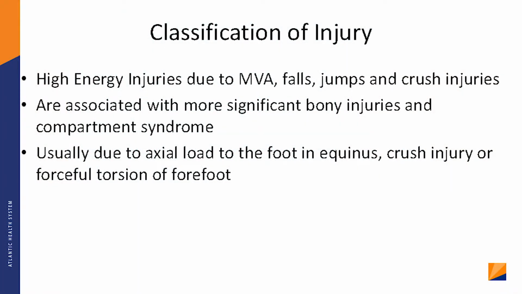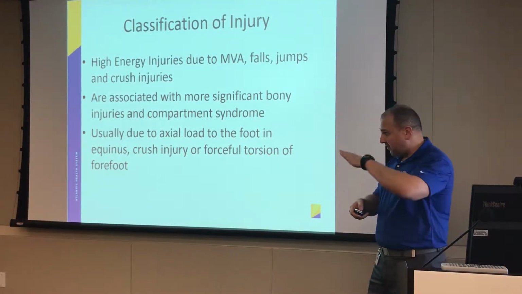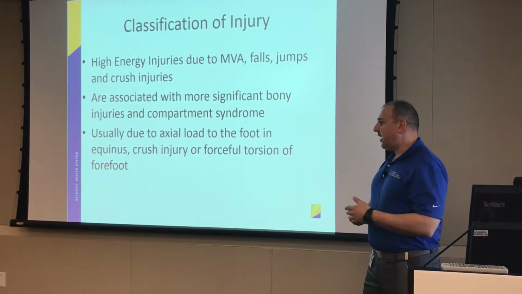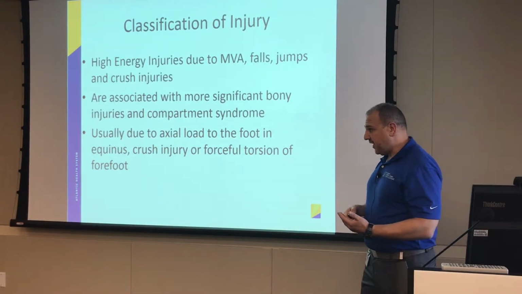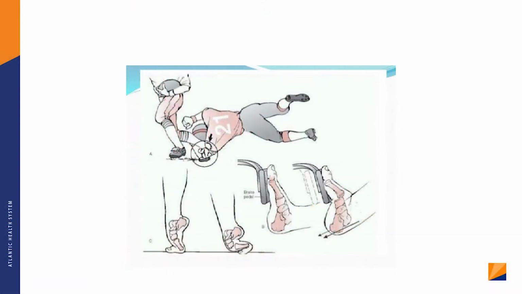So this can occur in a couple different ways. You can have a high energy injury due to a motor vehicle accident. I'll show you what that looks like, and a crush injury. Those types of injuries are associated with more significant bony injuries and compartment syndrome. Compartment syndrome would be impairment of the blood flow to a certain part of your foot. It's usually due, again, to an axial load to the foot right down on the heel. Equinus is what you saw, that position where it's pushed down. And a crush injury is when something really heavy falls on your foot, or from a high distance, or forceful torsion of the foot. So these are some of the examples.